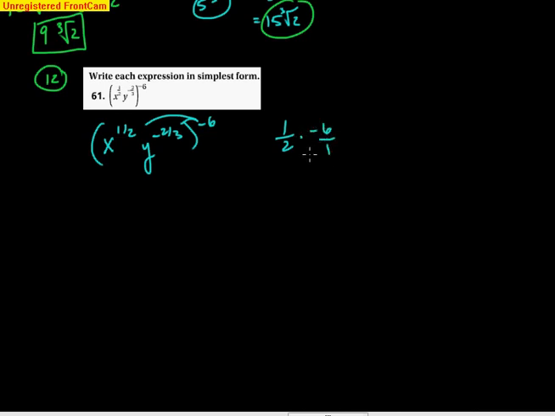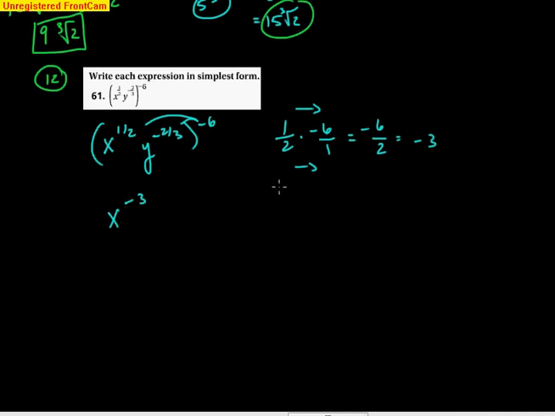And when you do fraction multiplication, you do not need a common denominator. Just go tops and bottoms. 1 times negative 6 is negative 6. 2 times 1 is 2. This simplifies to negative 3. And hey, I like that. It's a negative, but at least it's a whole number. I'm sorry, it's an integer, right? It's just a negative number. So x to the negative 3rd.